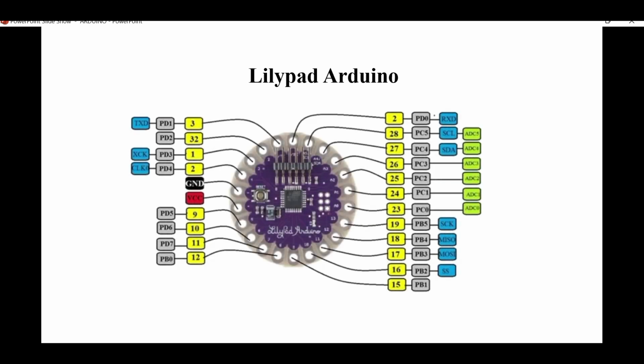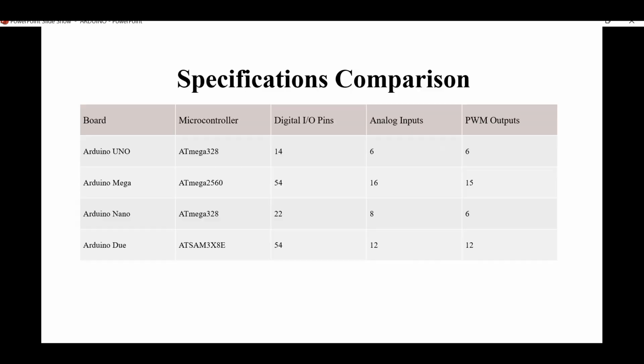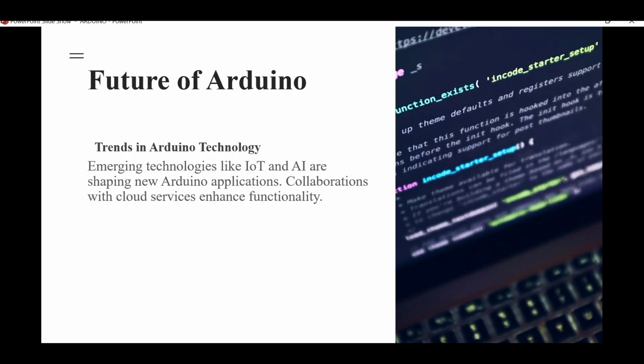Next one is another type of Arduino, the LilyPad Arduino. This is very small in size. These also belong to the Arduino family. There are other types of Arduinos also. The next, popular Arduino boards. Here we see the description. Arduino Mega, Arduino Uno, everyone has input and output pins. There are differences in the input pins, digital pins, analog pins, PWM pins. You see, Uno has 14 digital pins and 6 analog pins.